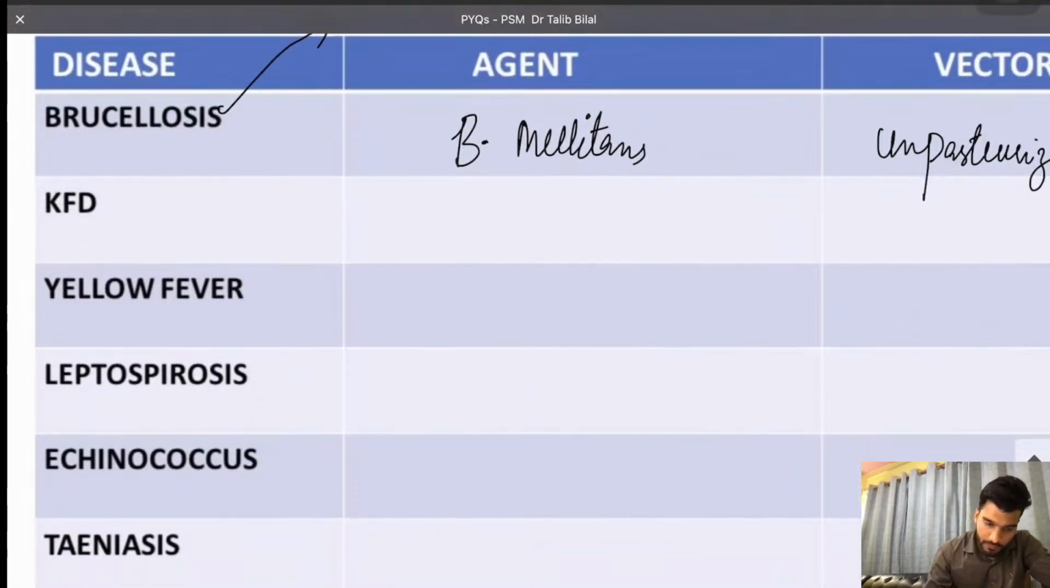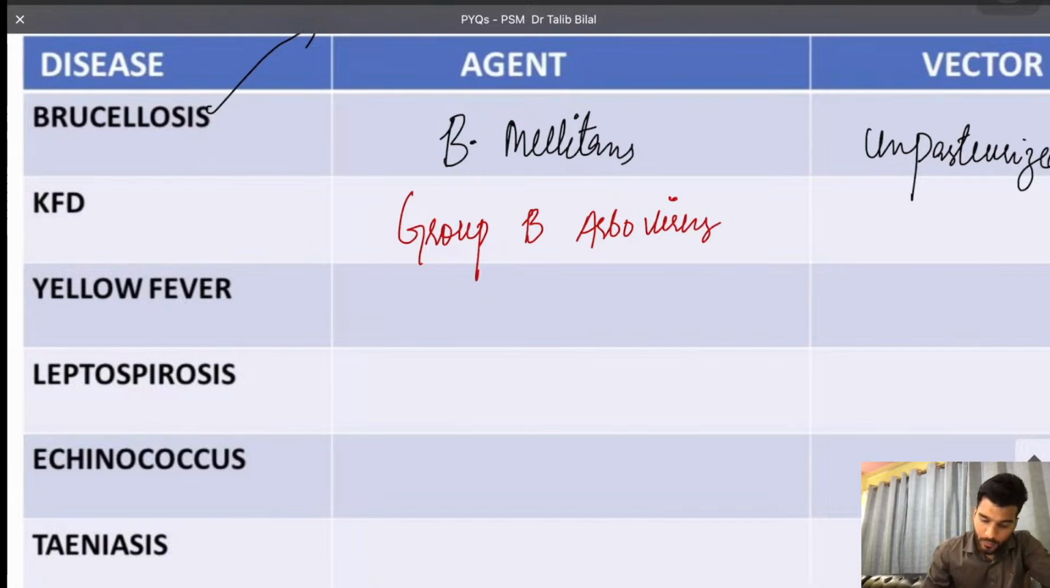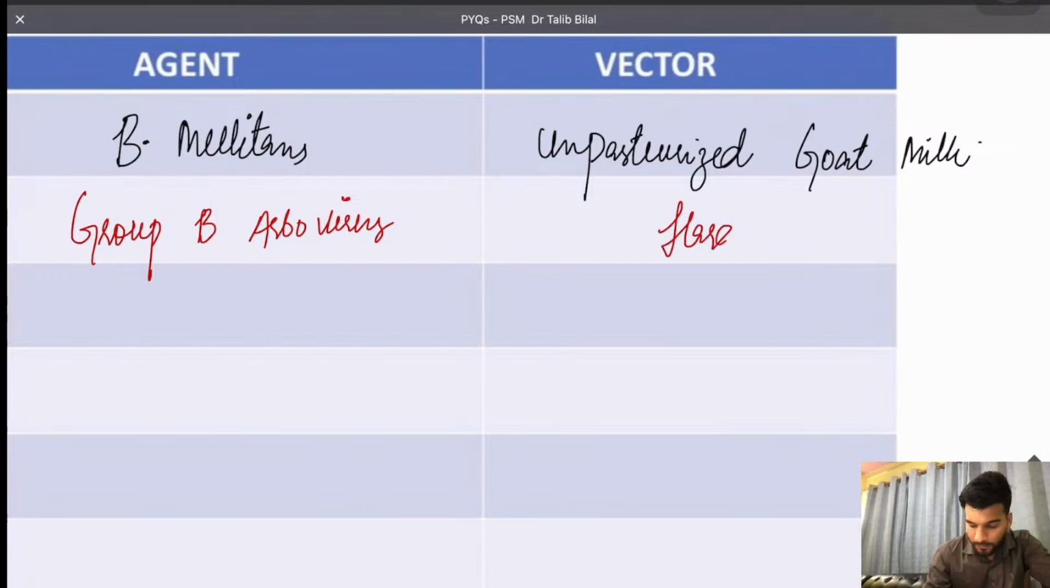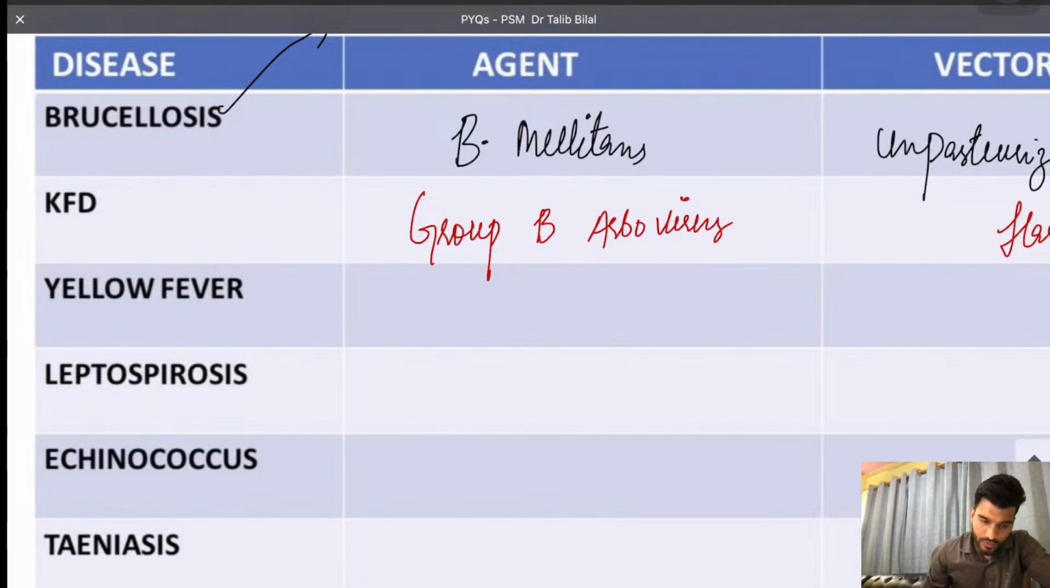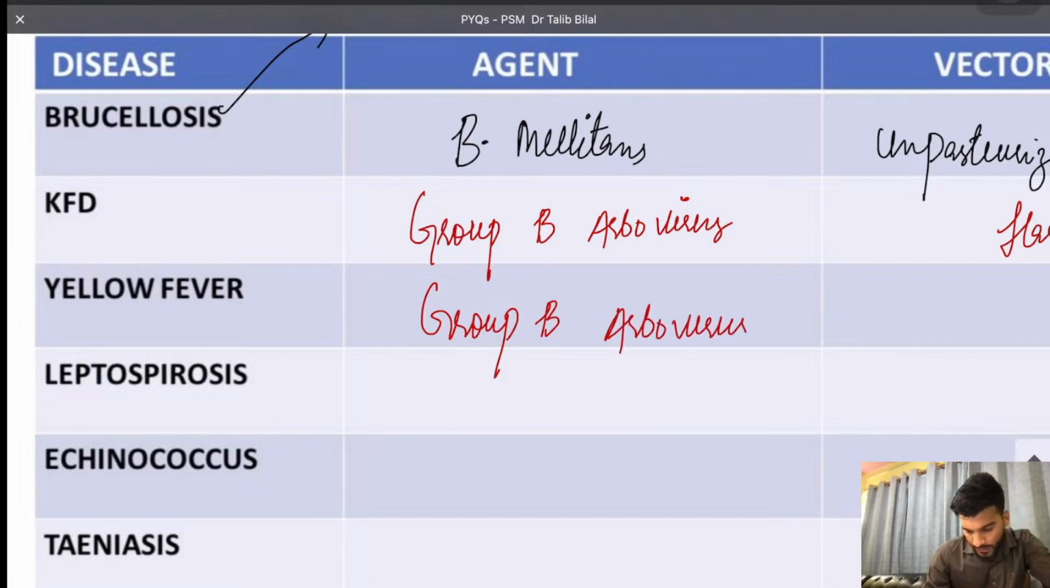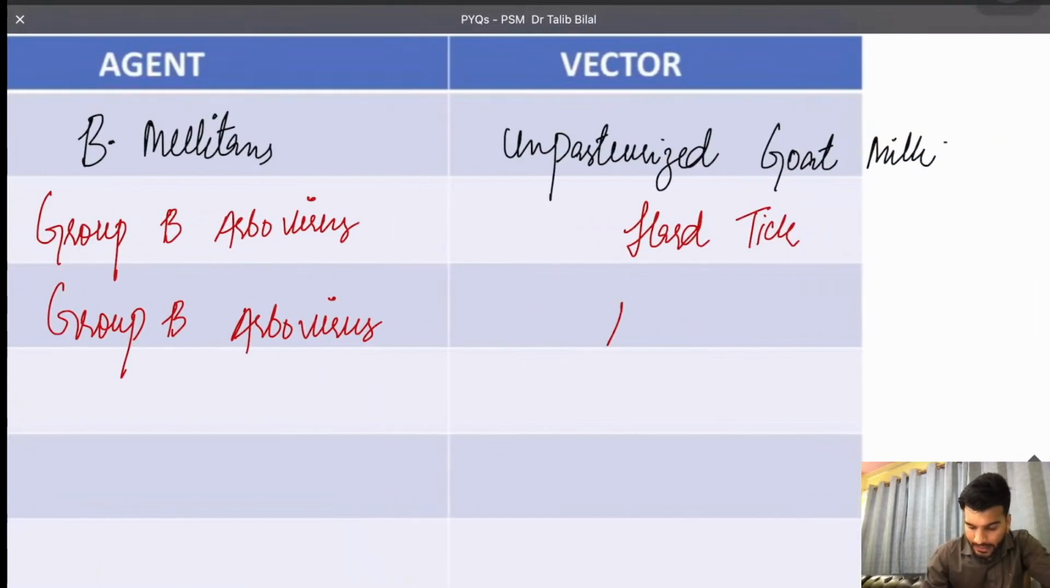If I talk about KFD, guys, the agent is group B arbovirus. The vector is hard tick. If I talk about yellow fever, again the agent is group B arbovirus, and the vector is Aedes mosquito.